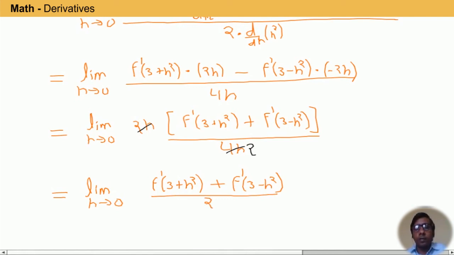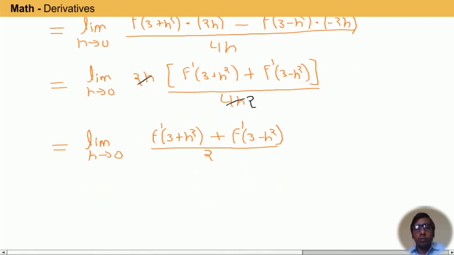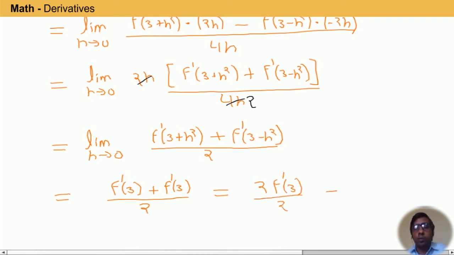Now when h approaches 0, finally we are getting 2 times f dash 3 divided by 2, which is equal to f dash 3. f dash 3 means the derivative of f(x) at x equal to 3. After simplifying, it's f dash 3. And the value of f dash 3 is given as 2. Hence the final answer is 2.